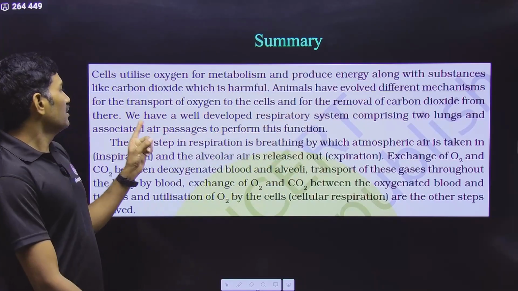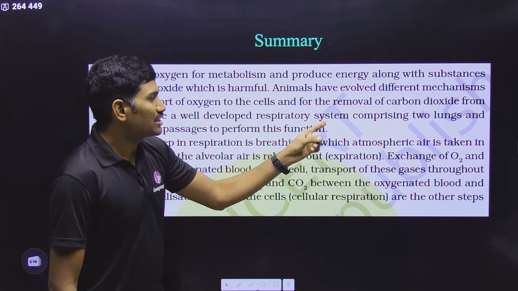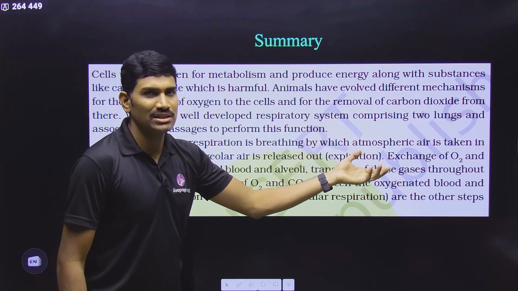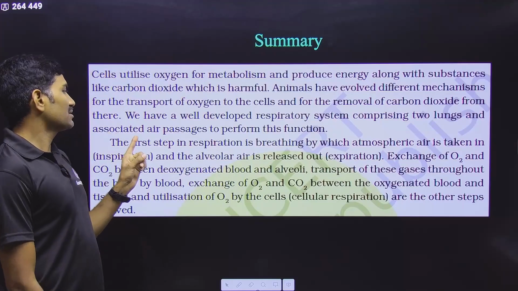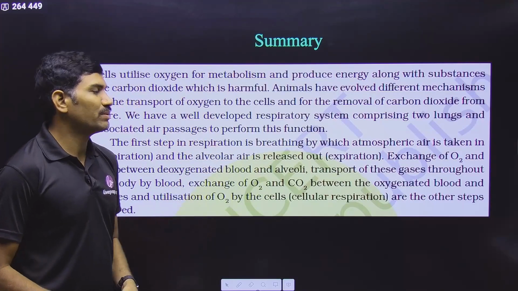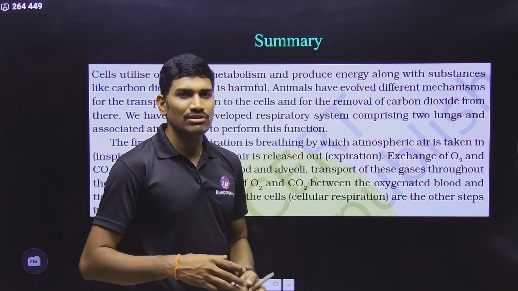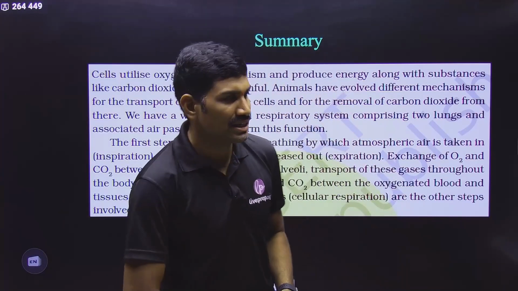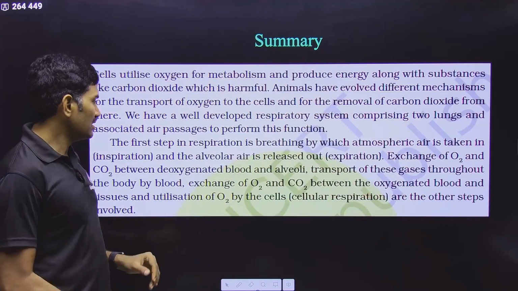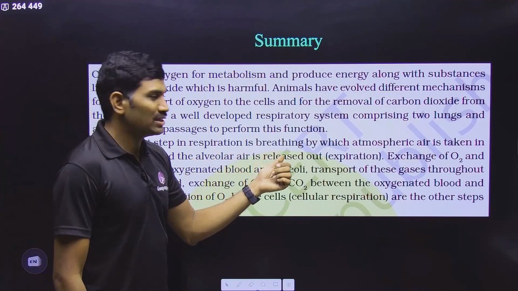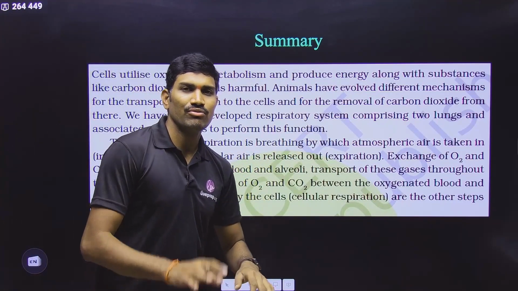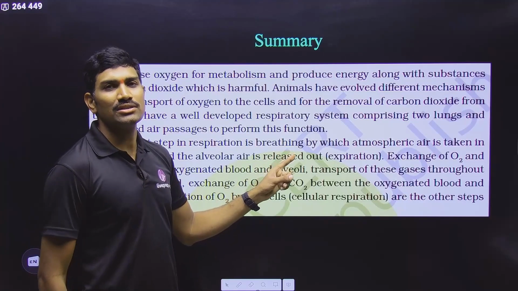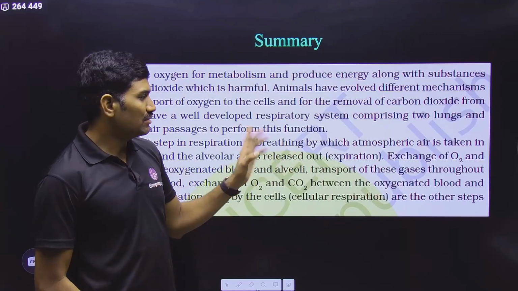Next one. We have a well-developed respiratory system, with respect to humans they are talking. So we have a well-developed respiratory system comprising two lungs and associated air passages to perform this function. So we have the two lungs connected, there is a trachea and there is a nasal passage. All these things are present in the human respiratory system. The first step in respiration is breathing. So for 5 steps we study now. Out of the 5 steps, the first step is breathing. What is this breathing? Inspiration and expiration is the breathing.